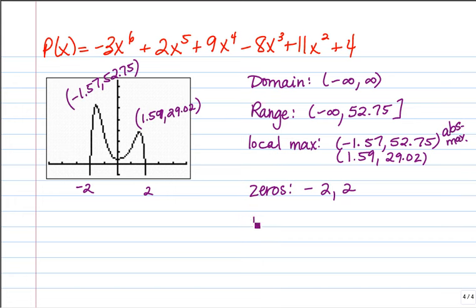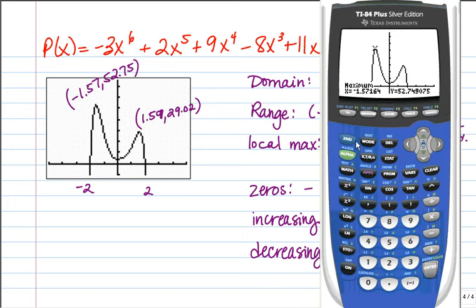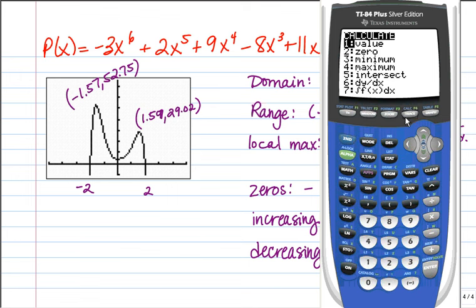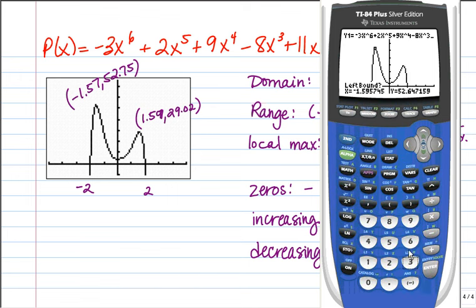So where is the function increasing and decreasing? Oh, you know what? I missed one, didn't I? Just seeing that, this point here is a local min. Our local min happens to be our y-intercept point, but we can confirm that. Sorry about that. We do second trace min, to be on the left of that, so I'll put in like -1. And to be on the right of it, we'll put in 1. And guess.